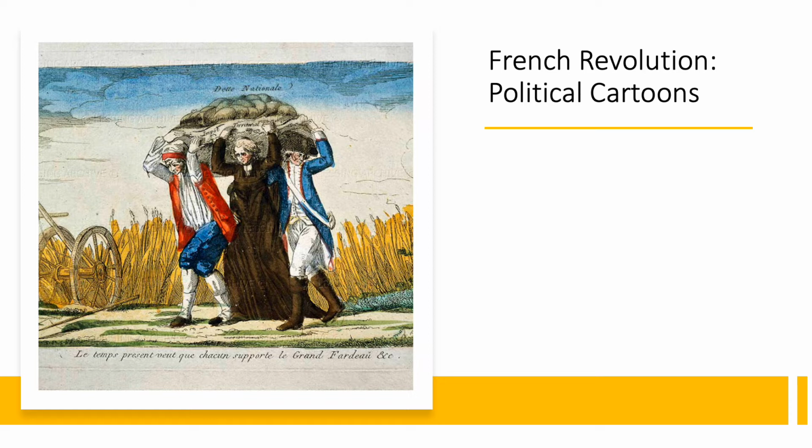So here you have the peasant depicted in the red vest with the blue breeches, then the clergyman in the center, and then the member of the nobility who is often depicted with arms. They're carrying, it says dette nationale, so the national debt. And the caption says, the moment right now needs everyone to support the national debt. In another sense, this expense needs to be evenly distributed across all members of society, which, as we talked about in class, it was not.